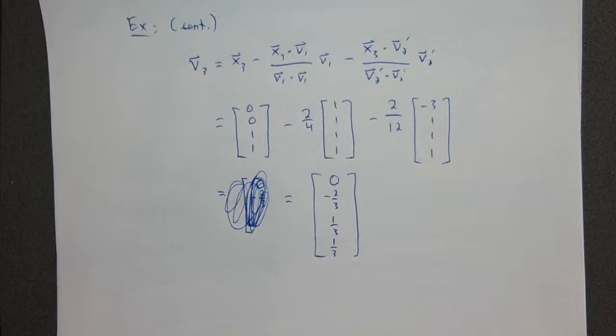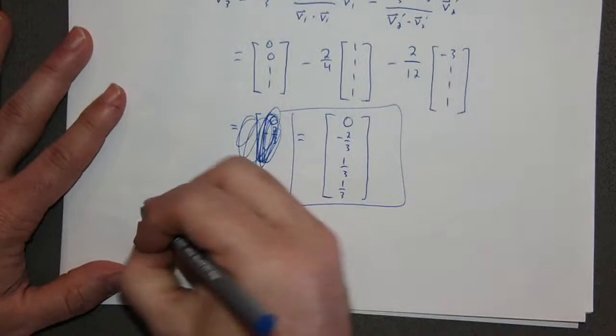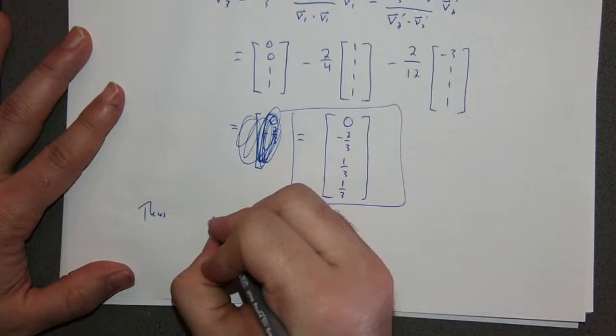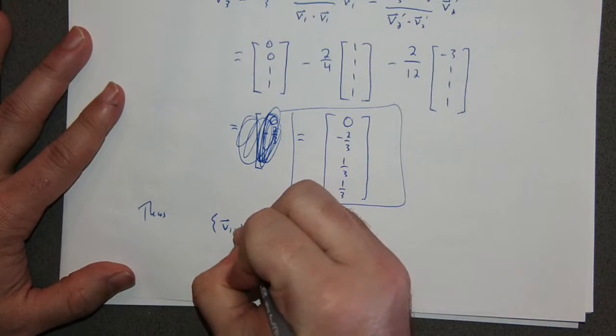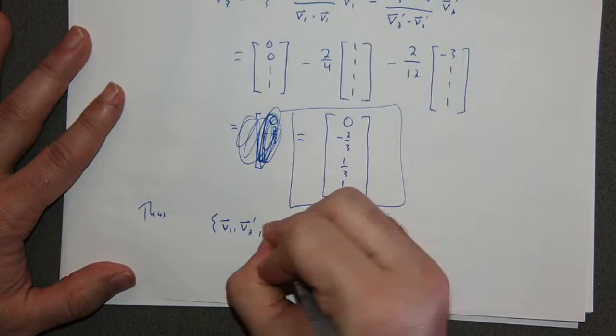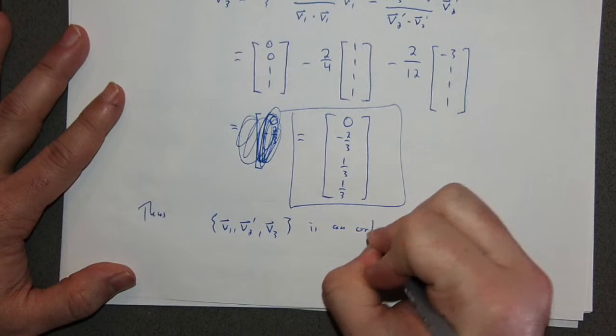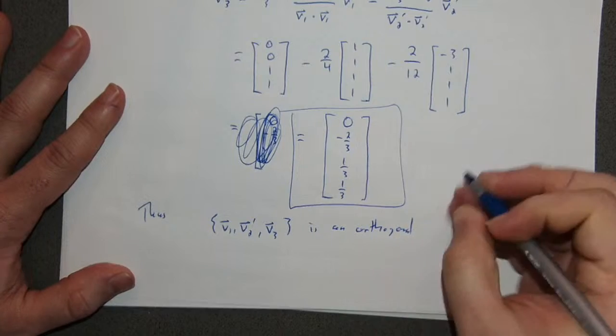So I could scale this again if I was going to continue, right? If I was going to keep going, if I had a Gram-Schmidt process that was longer, I could scale this again by 3 if I wanted to, but I can actually stop here. So here's my v3. Thus, our set v1, v2 prime, if you like, you could also use v2, and v3 is an orthogonal basis for W.